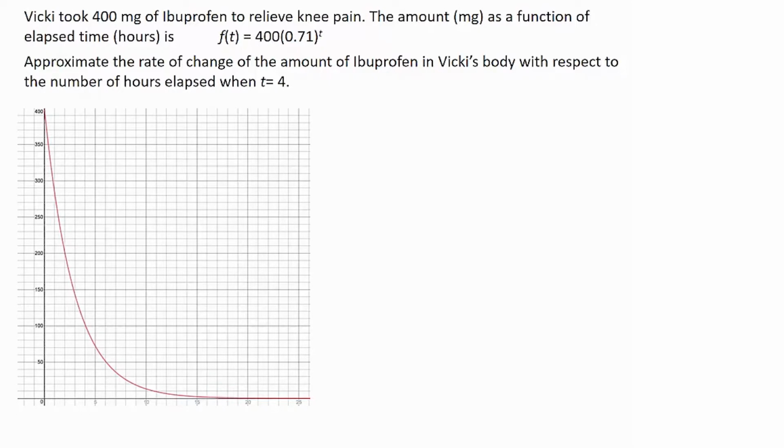In this video, you will see Julian and Alyssa working on the following problem. Vicky took 400 milligrams of ibuprofen to relieve knee pain. The amount as a function of elapsed time is f of t equals 400 times 0.71 to the t. Their task is to approximate the rate of change of the amount of ibuprofen in Vicky's body with respect to the number of hours elapsed when t equals 4.